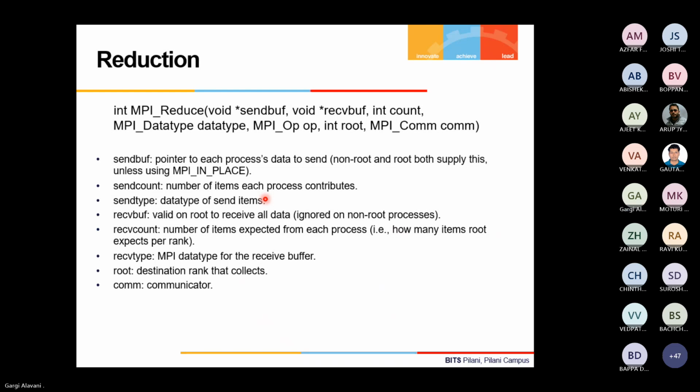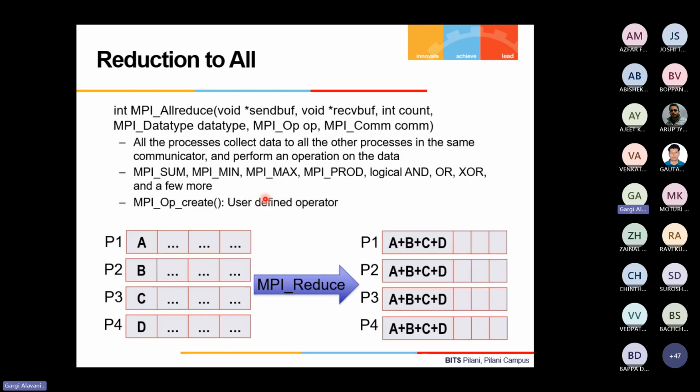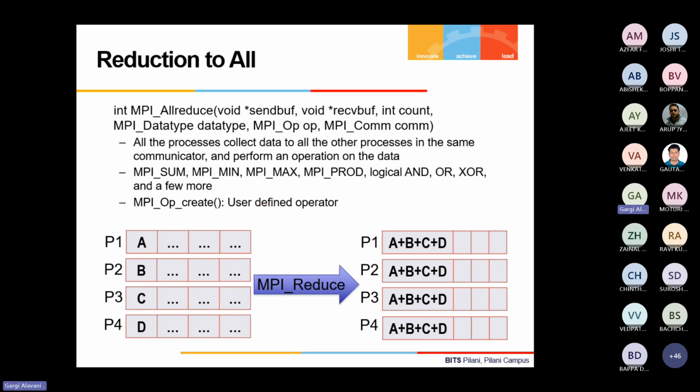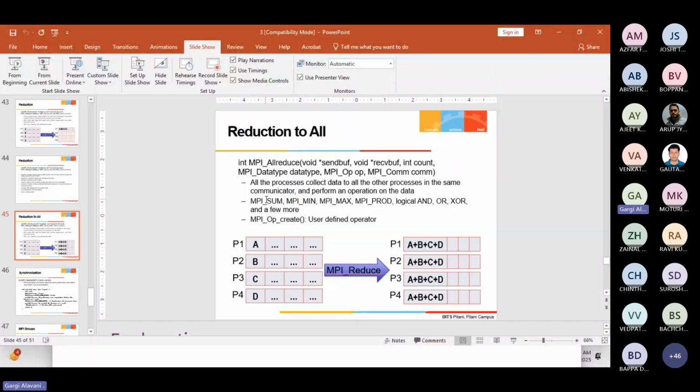So there is reduction to all as well. Reduction to all, as you suggest, whatever function you are trying to use will be used, and you will do addition or any kind of Boolean operation on all the data and send it to all the processes. All the processes will have the result of this operation. So we will try these before we then move to synchronization.